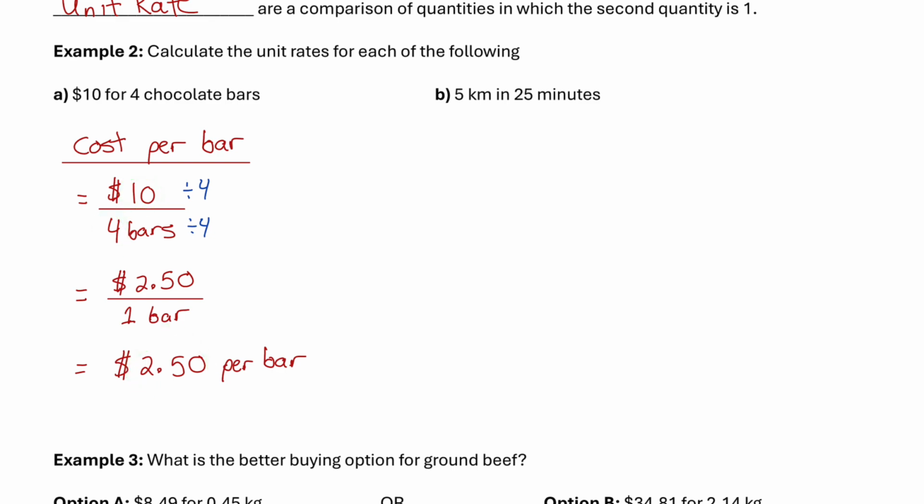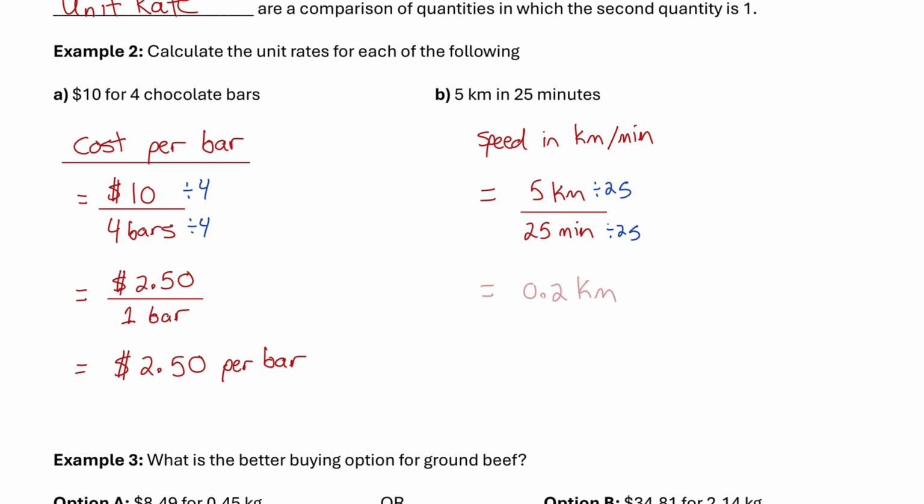Now let's go ahead and do part B, where we have a rate of 5 kilometers per 25 minutes. To change it to a unit rate, I want to figure out how many kilometers per 1 minute. So I'll write my original rate as a fraction, 5 kilometers divided by 25 minutes. And I want this 25 minutes to be per 1 minute, so I'll have to divide top and bottom of this rate by 25. 5 divided by 25 is 1/5, or 0.2. And then 25 divided by 25 is 1.